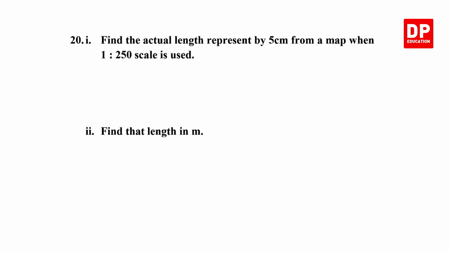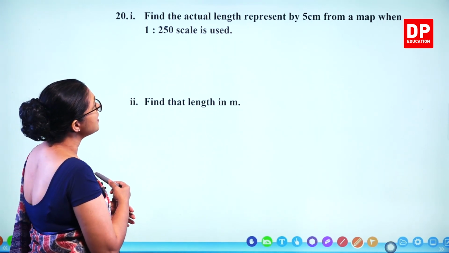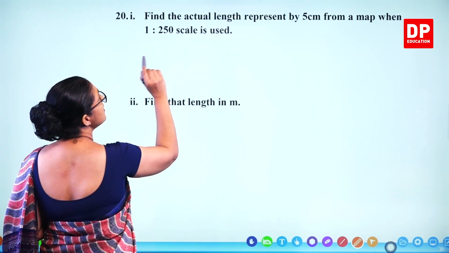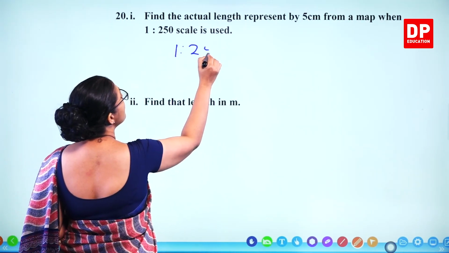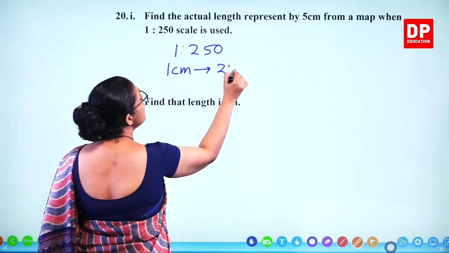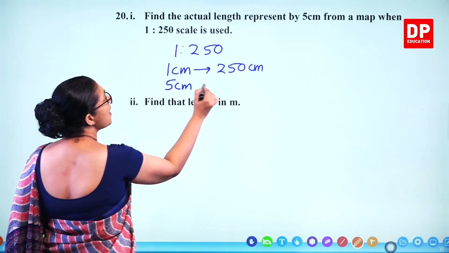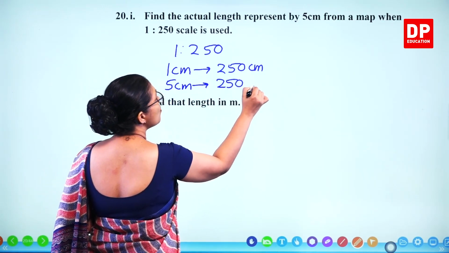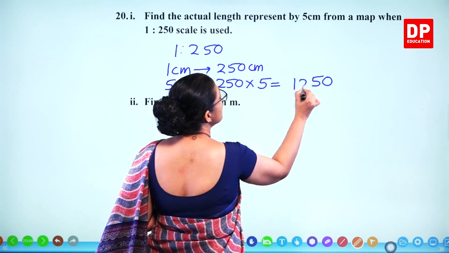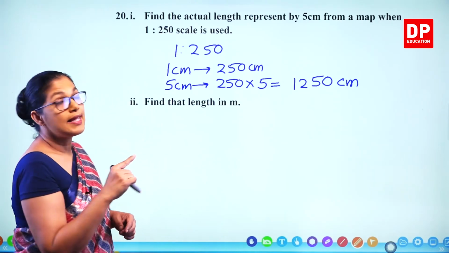Question number 20. So that's the last question in part 1. Find the actual length represented by 5 cm from a map when 1 to 250 scale is used. 1 to 250 means 1 centimeter is 250 centimeters. You want 5 centimeters. That means multiply by 5. 250 multiplied by 5. You get 1250 centimeters.